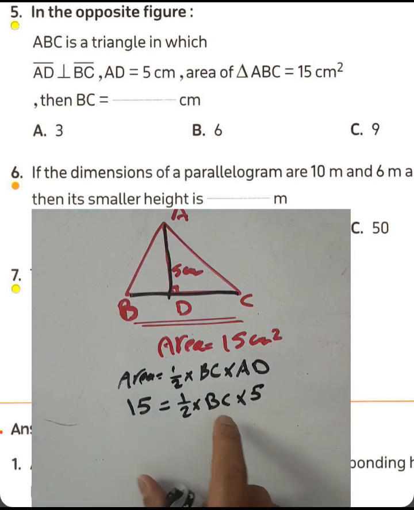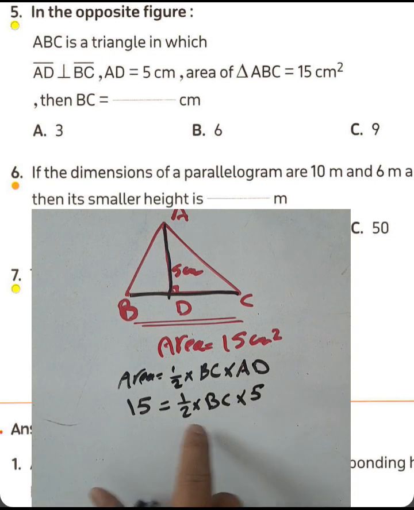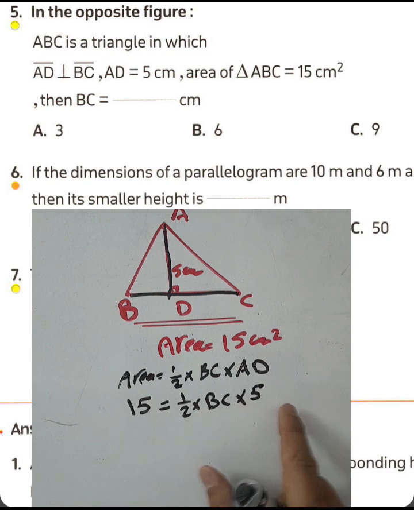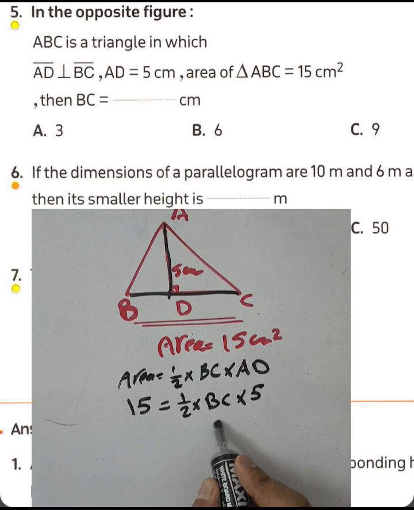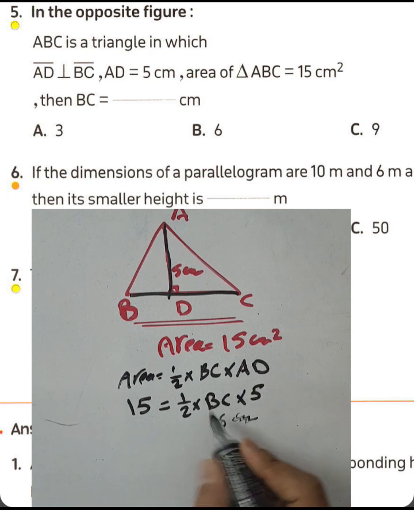The half here is 5, it will be 2.5, or 2 times 15 divided by 5. 2 times 15 equals 30. 30 divided by 5 equals 6. Then BC will be 6 centimeter, because half of 6 times 5 equals 15.